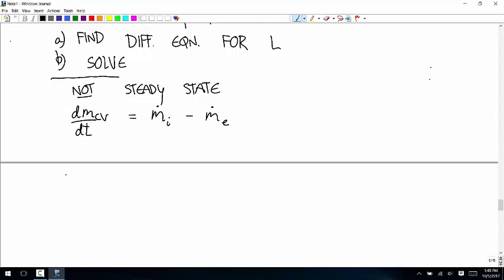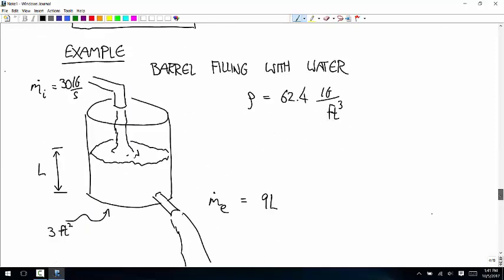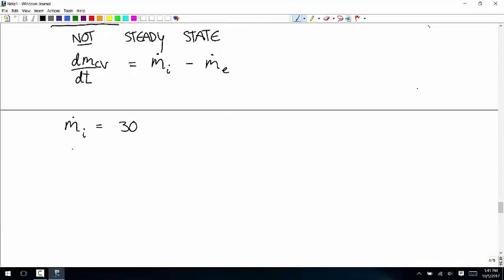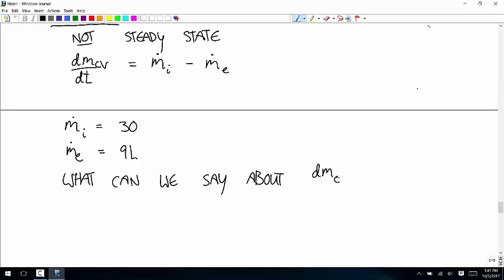So first, we know that mi dot, that's just equal to 30. And then me dot is equal to 9L. Okay, those are given. Now we have to figure out what we can say about dm in the control volume dt.